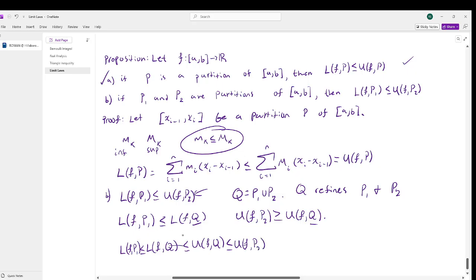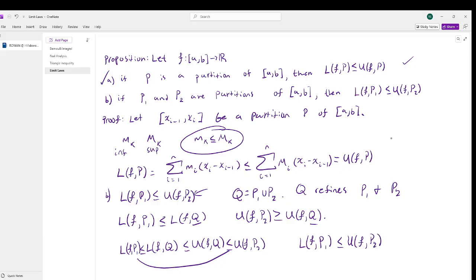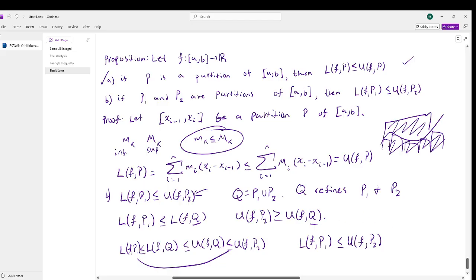So what have we shown here? That's the result: L(f, P1) is less than or equal to U(f, P2), which should make intuitive sense, because the lower sum is always going to be below the curve, and the upper sum is always going to be above it, no matter what you have. So the upper sum is always going to be greater than or equal to the lower sum.